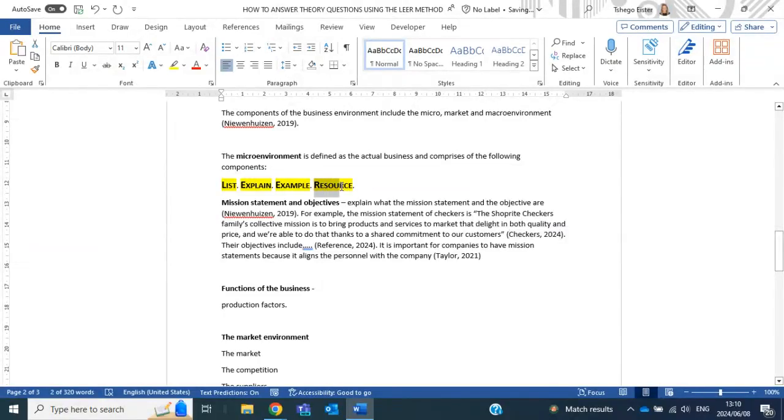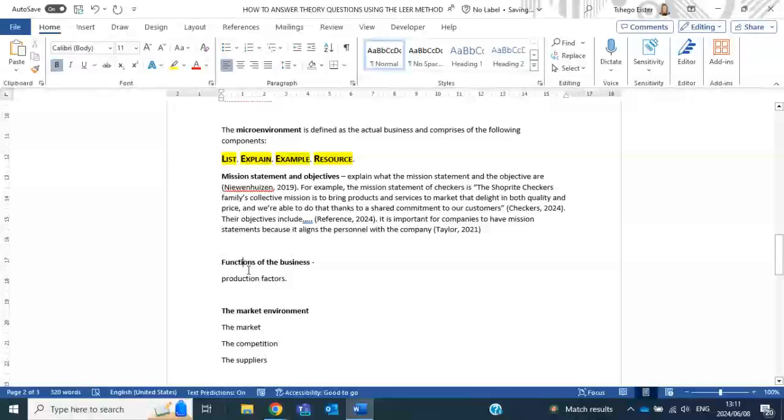Then we've provided another resource, because we've said to ourselves, why is it important for a company to have a mission statement? And that's where we got that Taylor. You can see already from this that we've got 1, 2, 3, 4 sources from this one statement. Then you will do this for the functions of the business, right?